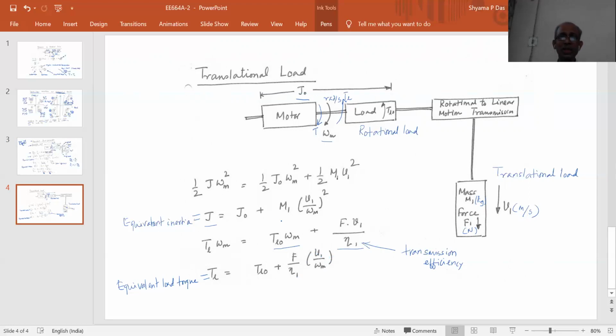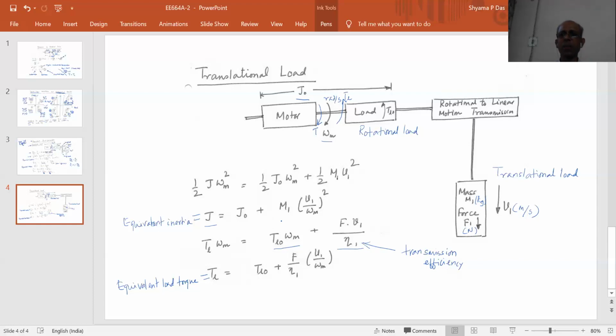Ultimately the equivalent inertia and equivalent load torque are seen from the motor side. The motor has to provide the motive power. The motor has to be rated for a certain HP, horsepower, or certain kilowatt. So we have to find out the equivalent parameters seen from the motor side, so that we can properly design the power of the motor and choose its specification.